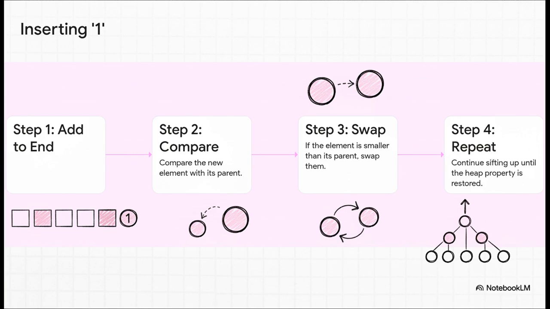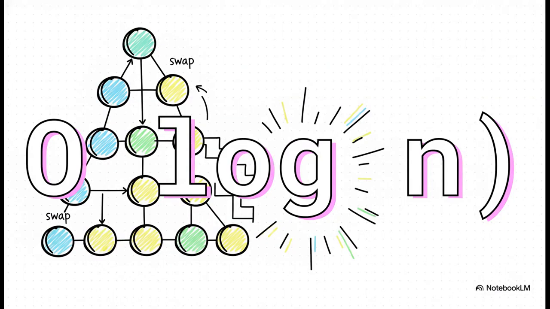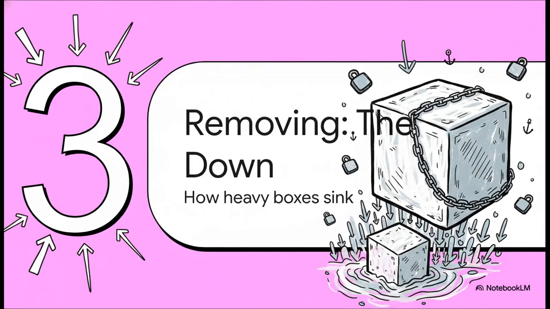Step 2, we look at our new element and compare it to its parent. Is it smaller? If yes, we swap them, and then we just do it again. We keep comparing and swapping our way up the tree, letting our little balloon rise until it either finds a parent that's smaller than it is, or it reaches the very top and becomes the new root. The heap is happy again. And because we're only ever traveling up the height of our nice, short tree, this operation is ridiculously fast. Think about it. Even if your heap has 1,000,000 items, you're only going to have to do maybe 20 swaps tops? That's incredible. And that's why we say insertion has a time complexity of O log n. It scales beautifully.